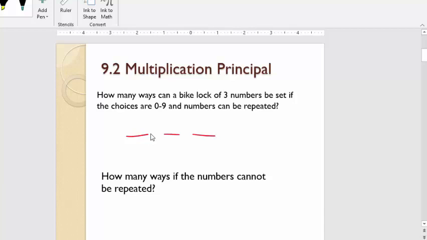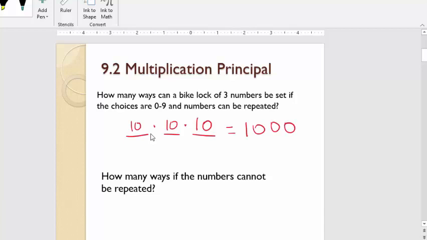For the first number, we have a choice of 0 through 9. So there are actually 10 choices for the first number in the combination. The second number also has 10 choices because the numbers can be repeated. And then the third one, there are also 10 choices. So the multiplication principle says that if I list the number of choices for each digit, then the number of combinations is going to be those 3 numbers multiplied together. So that means the number of lock combinations is 10 times 10 times 10, or 1,000 different combinations.